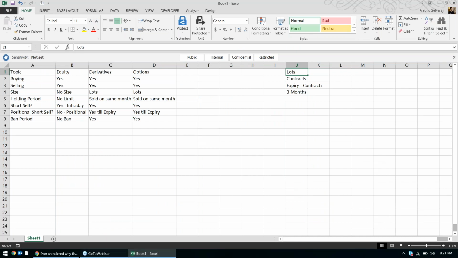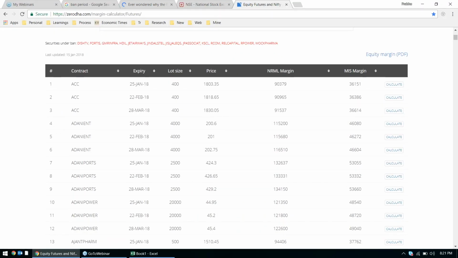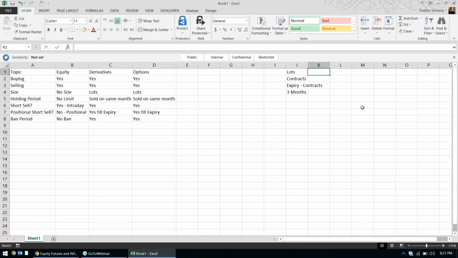Then I told you what lot size is. Lot size is different from stock to stock. You can look into all the lot sizes over here in Zerodha. That closes this part on lot size. Okay, done. What is a contract?